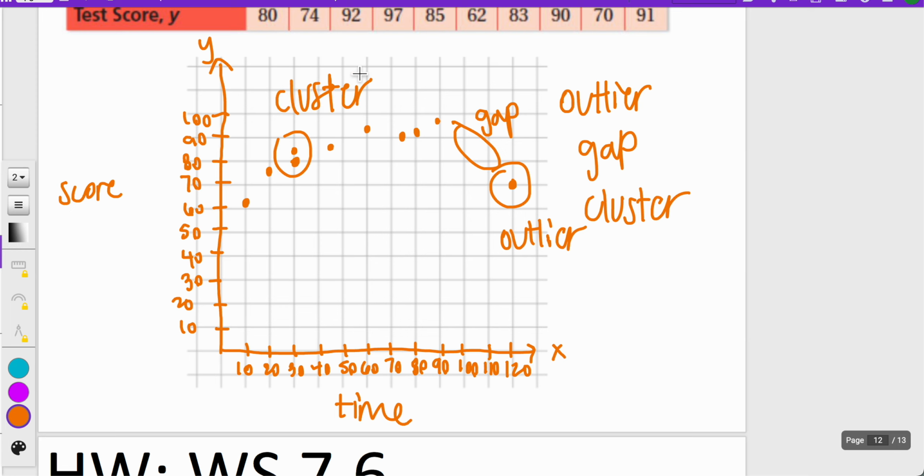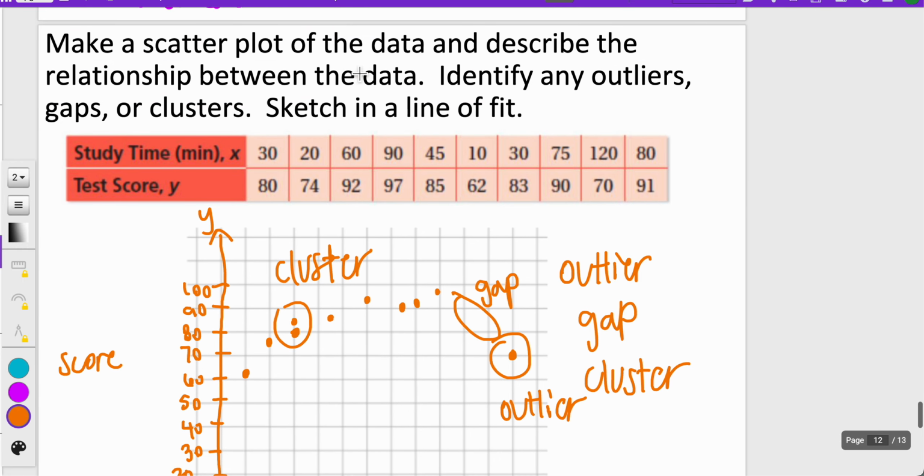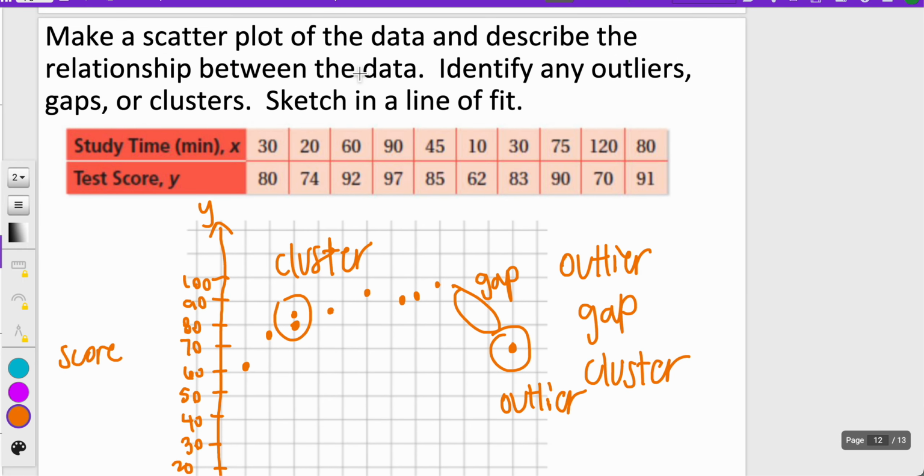Okay, so hopefully that helps you kind of get an idea of what some scatter plots are. If it did, give this video a thumbs up.